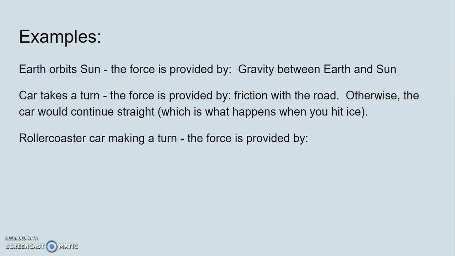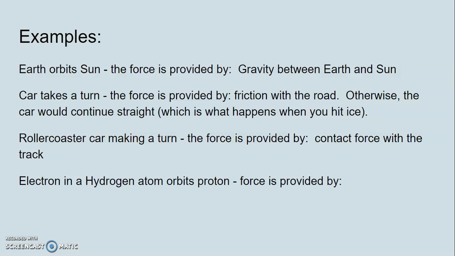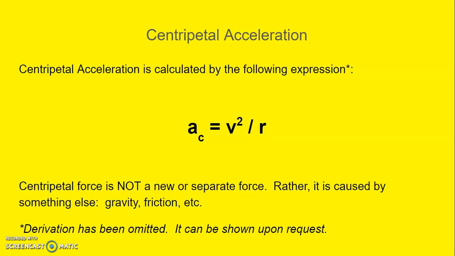Roller coaster cars make a turn, and that force is provided by contact force with the track and the geometry and engineering of the track itself. Let's go really tiny. An electron in a hydrogen atom orbits a proton because the force is provided by the electrostatic force between the electron and proton, the Coulomb force. If you have studied anything in chemistry before, you might know it as a Coulomb force.